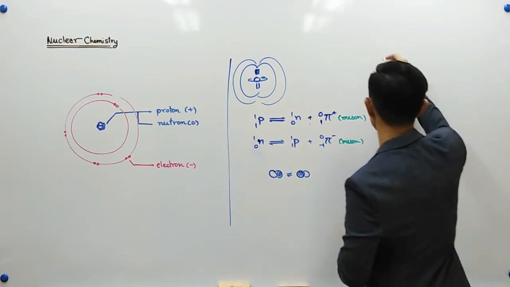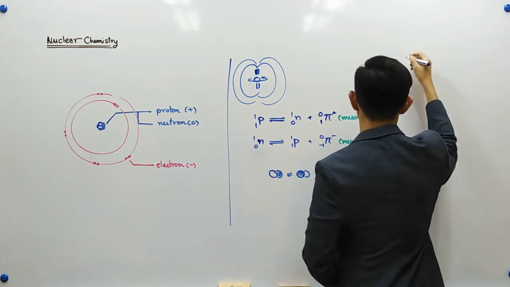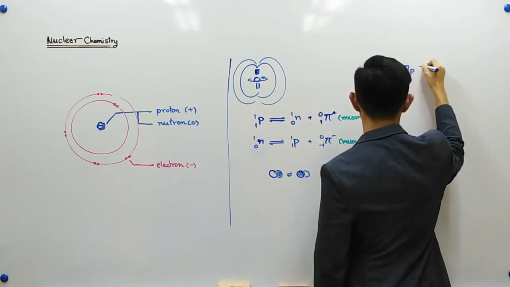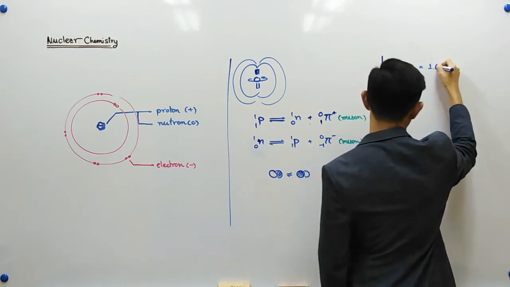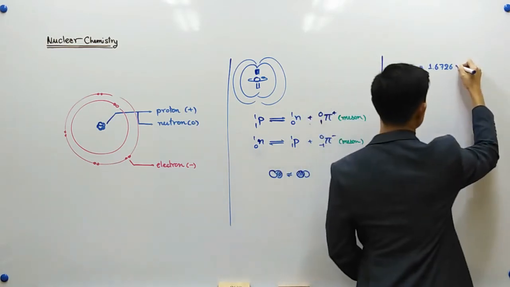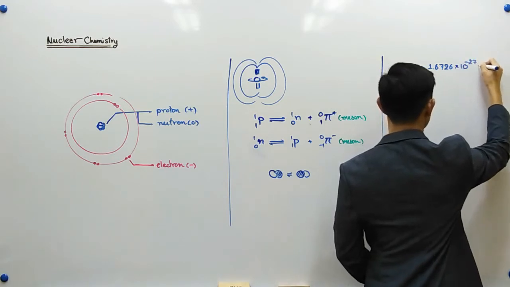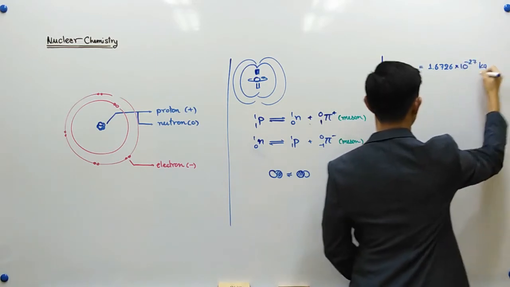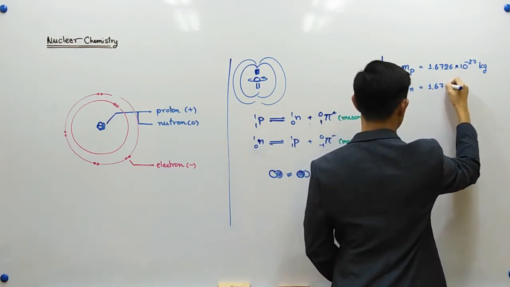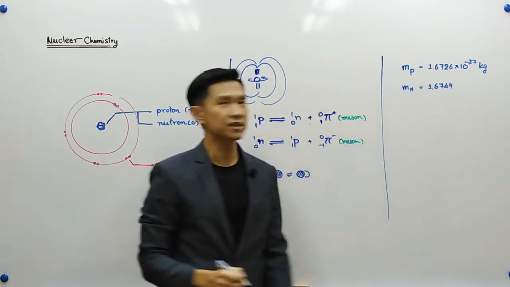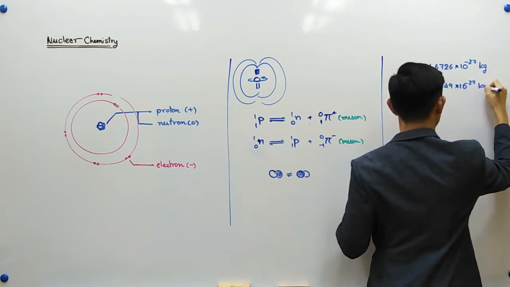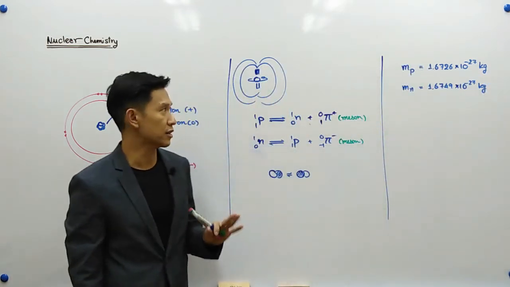One of the things that I want to show is, if you look at the mass of a proton, it is equal to 1.6726 times 10 to minus 27 kilogram, and the mass of the neutron is equal to 1.6749 times 10 to minus 27 kilogram. This is the exact mass of proton and neutron.